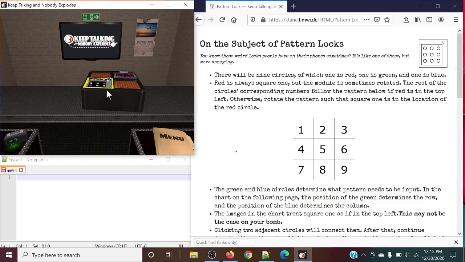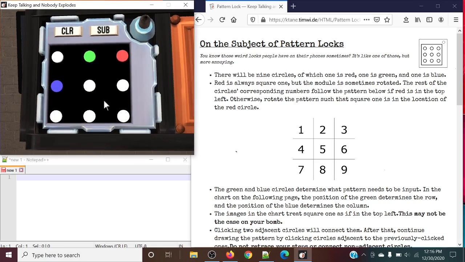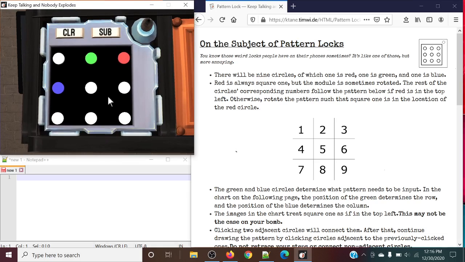Hello there, everyone. My name is Crazy Caleb, and today we are taking a look at a relatively uncommon module, pattern lock. So this is the way that the module looks, and what you have to give to your expert is the information of the three colors that you have on this module.